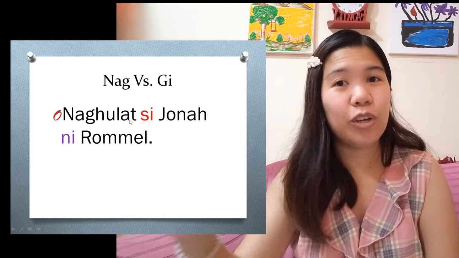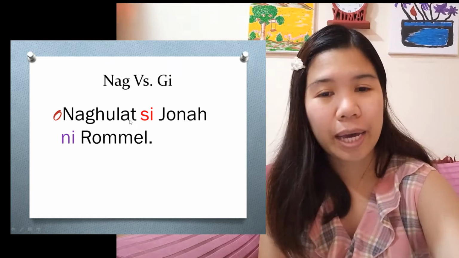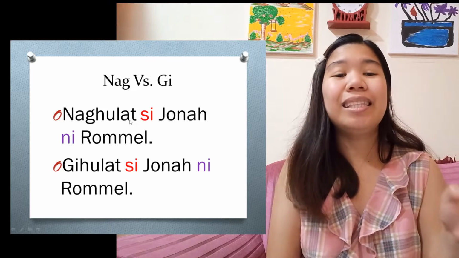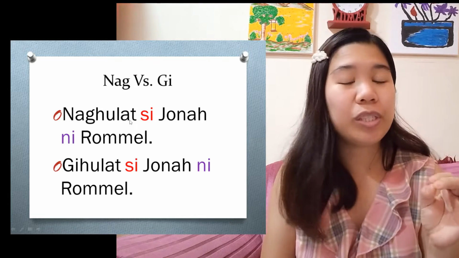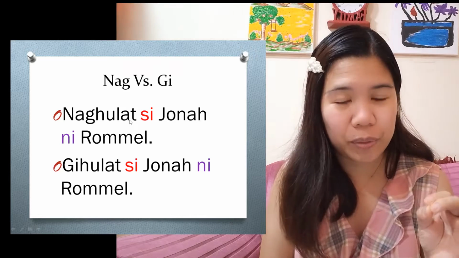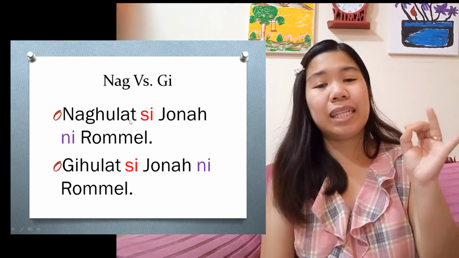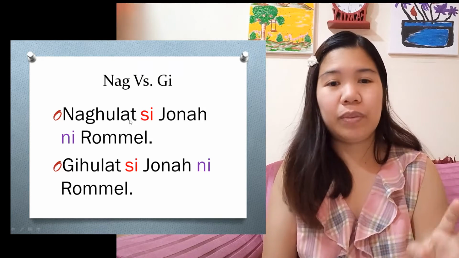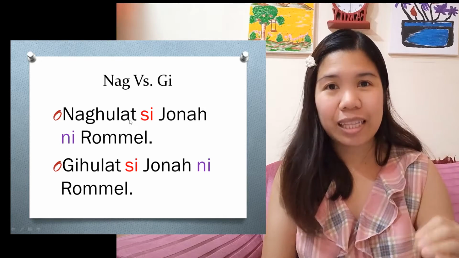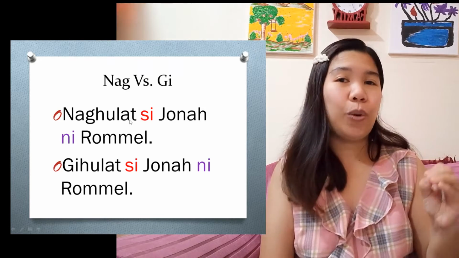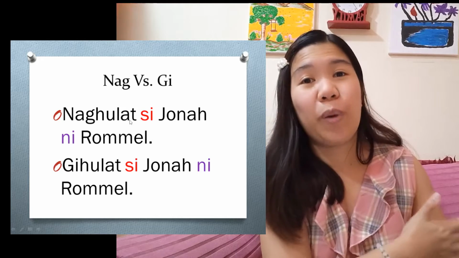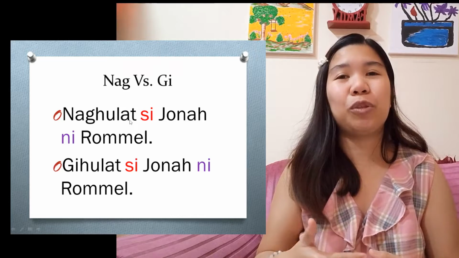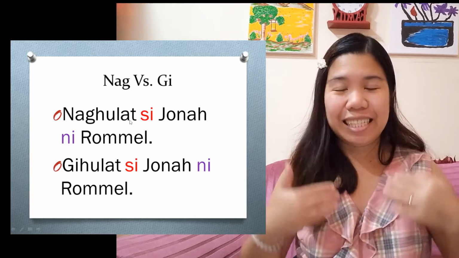Jonah waited for Romel. While if we say, gihulat si Jonah ni Romel, who is the subject? Jonah, right? But here in this sentence, it's not Jonah who did the action. It is Romel. Gihulat si Jonah ni Romel. So it was Romel who waited for her and not the other way around. So that's the difference between nag and gi.